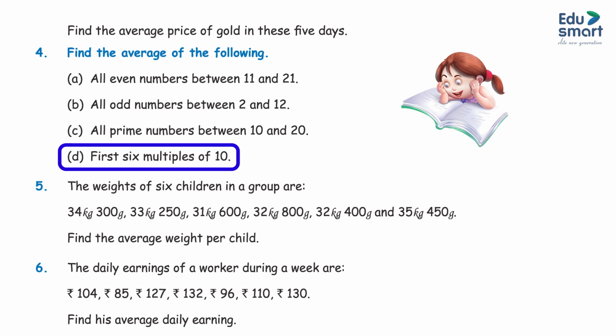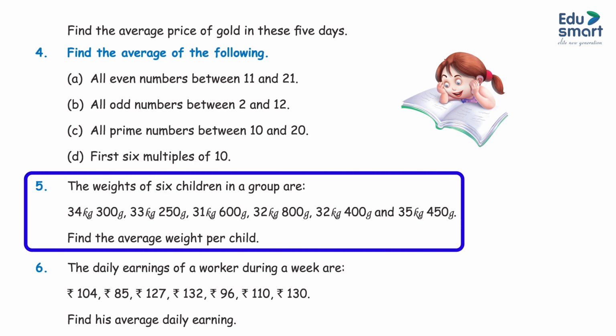D. First 6 multiples of 10. Answer 35. Question 5. The weights of 6 children in a group are 34 kg 300 grams, 33 kg 250 grams, 32 kg 800 grams, 32 kg 400 grams, 35 kg 450 grams. Find the average weight per child. Answer 33 kg 300 grams.